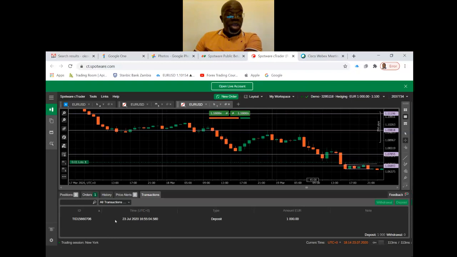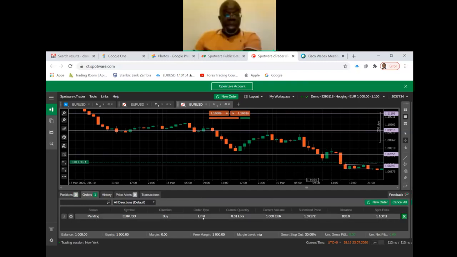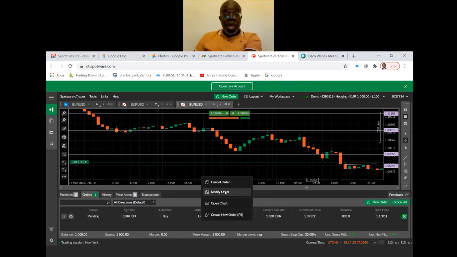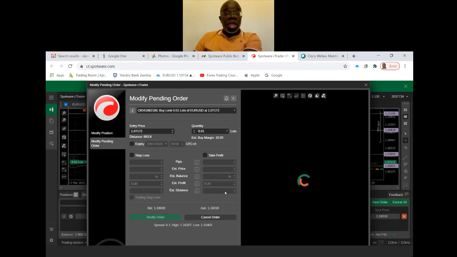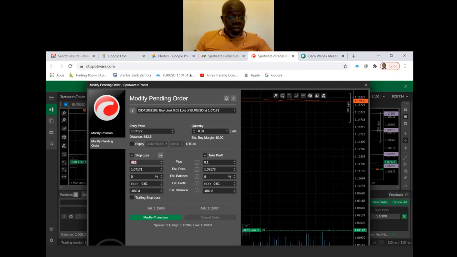Then you come back to the trade. If you look here, there are positions you've taken. So here is one of them. Okay. Orders. The pending order. I come back here and then I modify. When you modify, you set the take profit and then you set the stop loss. So stop loss, I normally put 35, minus 35.